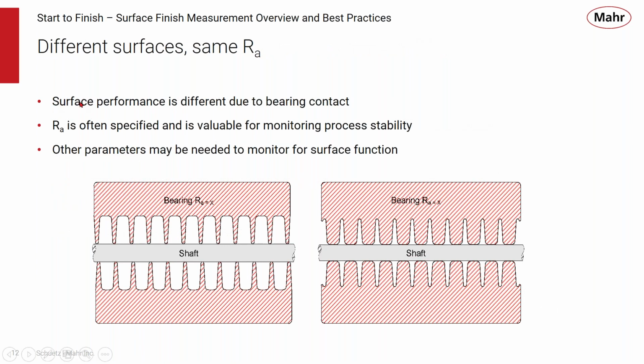Now the issue is that sometimes surface finish is different due to bearing contact. Here we have an Ra that's specified, it's available for monitoring the process, but these two surfaces can give us the same Ra value. So it's important to understand that, and maybe sometimes other parameters could be required to monitor the surface function.